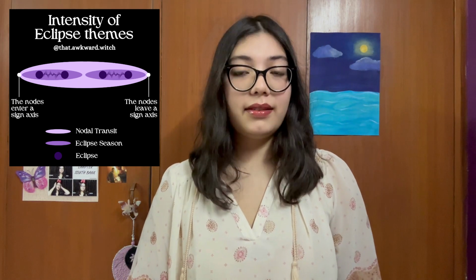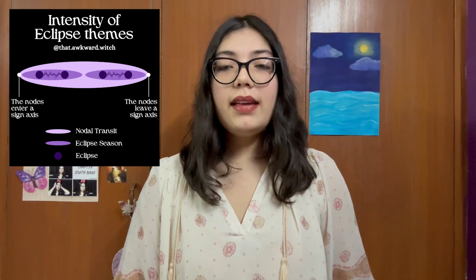Whatever house axis the nodes enter for us, those themes become very prominent. These themes are going to be prominent for the entire 18-month period that the nodes are in those signs, but they will become more and more intense as we approach eclipse season. What is eclipse season? Eclipse season starts on the full moon or the new moon right before the eclipse and ends on the full moon or new moon right after the eclipse.